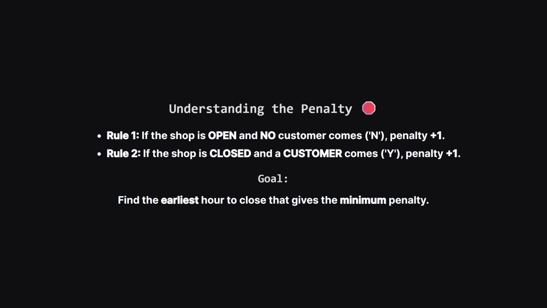We have two ways to get penalized. First, if we stay open but it's a slow hour with no customers, that's bad. That adds 1 to our penalty score. Second, if we close up shop early, but a customer arrives later to find a locked door, that's also bad. That also adds 1 to our penalty score. We need to balance these two to find the sweet spot.